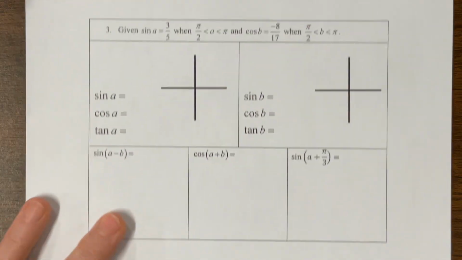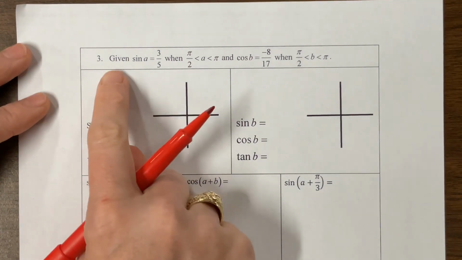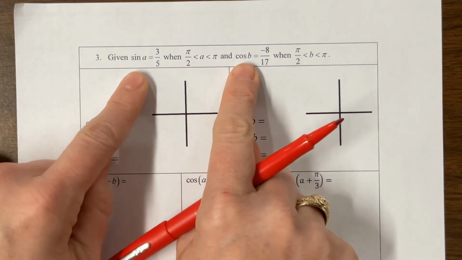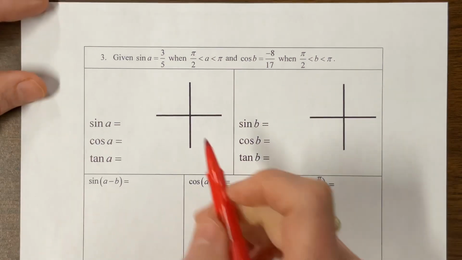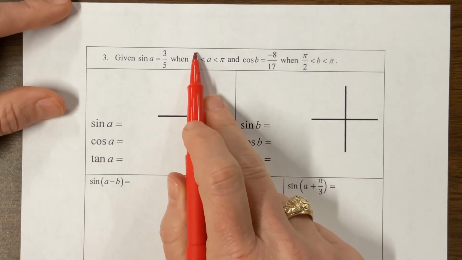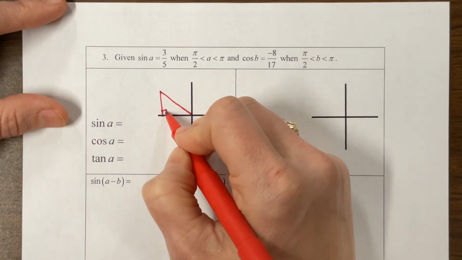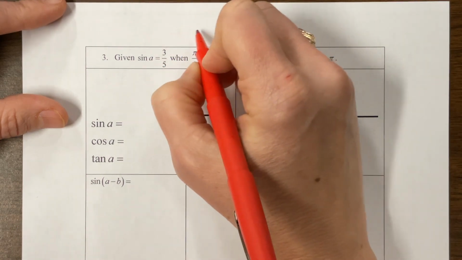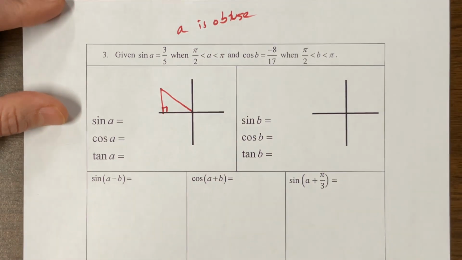Okay, let's see. Sometimes they like to ask us questions where they give us some context. So they'll give us information about two different angles. They may tell us sine of an angle and cosine of a different angle, or who knows what they'll tell us. But then they tell us where it lives. So notice this is between pi over 2 and pi. So that means our angle is in quadrant 2. Another way to say this is that A is obtuse. It's going to be obtuse in quadrant 2.